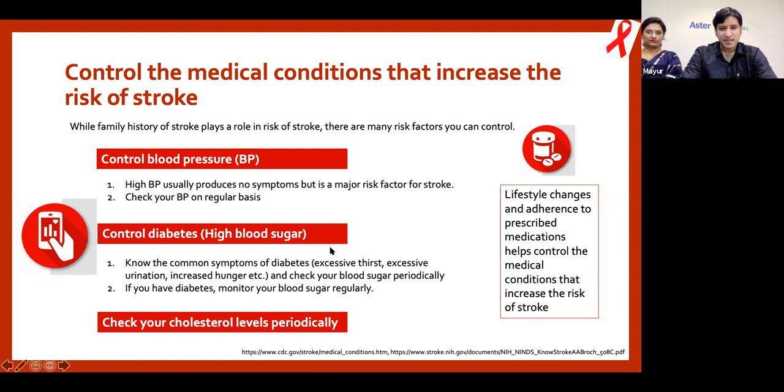Some symptoms like excessive thirst, urination, and increased hunger are warning signs that potential diabetes may be there. So you should go to the lab and get your sugars monitored. Apart from that, cholesterol is another killer. Cholesterol levels should also be periodically monitored, at least every 6 months to 1 year, after about 40 years onwards.